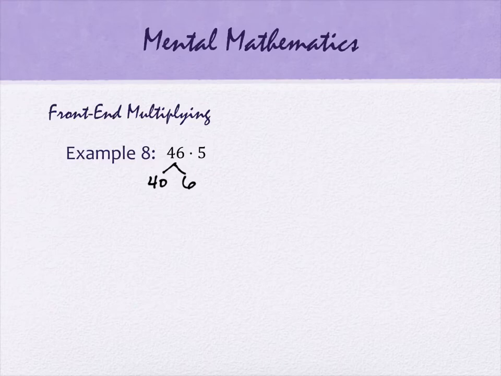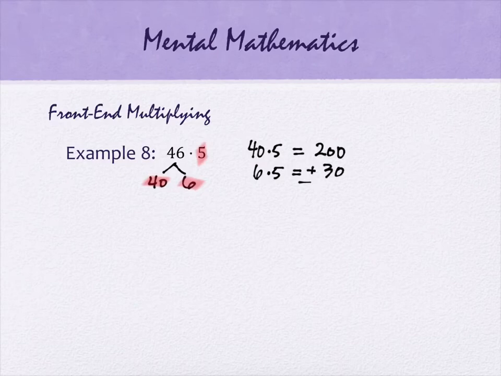I think you can break 46 into the 40 and the 6. And what you're doing then is you're multiplying each of these individually by 5. Okay, so we're going to multiply 40 times 5, and we're going to multiply 6 times 5. So what is 40 times 5? 200. And what is 6 times 5? 30. And if I add them together, I get 230. So this is step 1, step 2, and then the addition of them would be step 3.